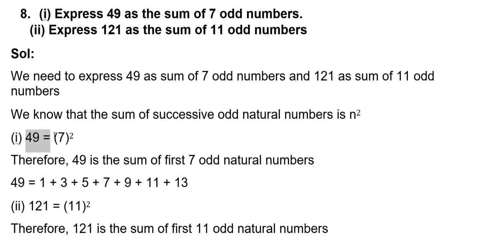So 49 is equal to 7 square. Therefore, 49 is the sum of first 7 odd numbers. If you check this one, 49, 1 plus 3 plus 5 plus 7 plus 9 plus 11 plus 13 is equal to 49. Okay, let's count this. These are the 7 numbers. Sum of successive odd numbers.